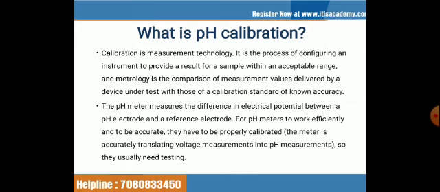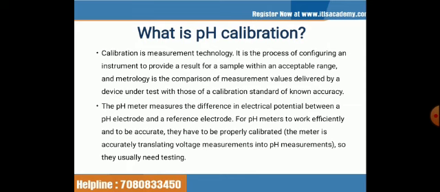Okay, let's understand what a pH calibration is. Calibration is a measurement technology. It is the process of configuring an instrument to provide a result for a sample within an acceptable range. And metrology is the comparison of measurement values delivered by the device under test with those of a calibration standard of known accuracy.